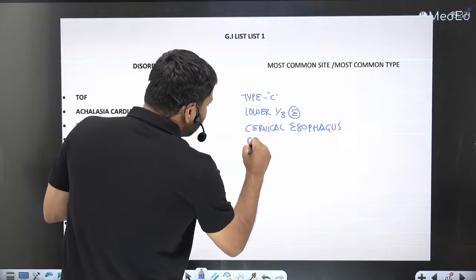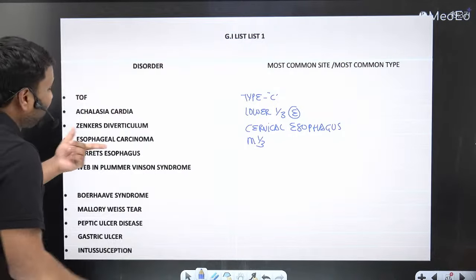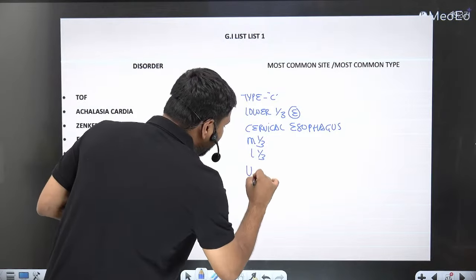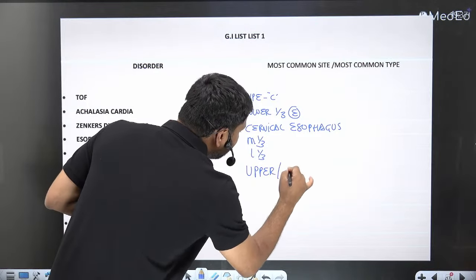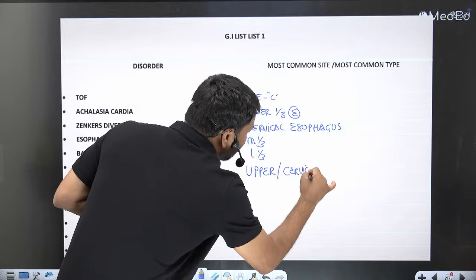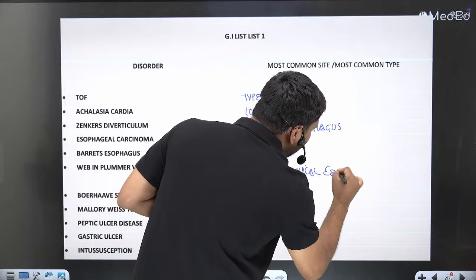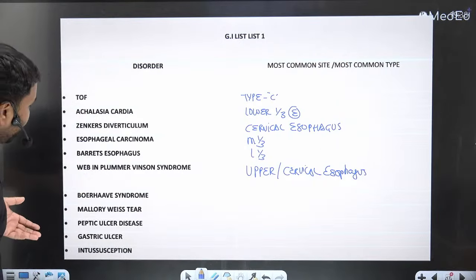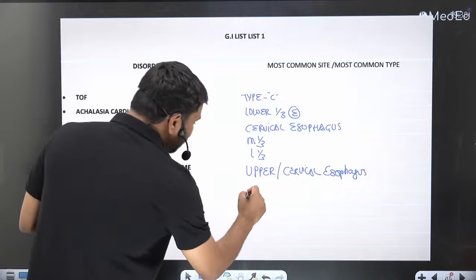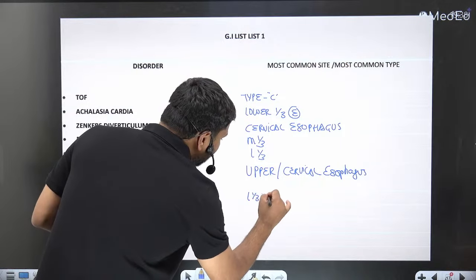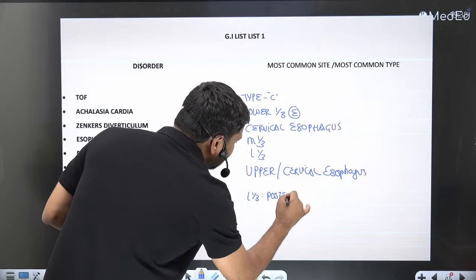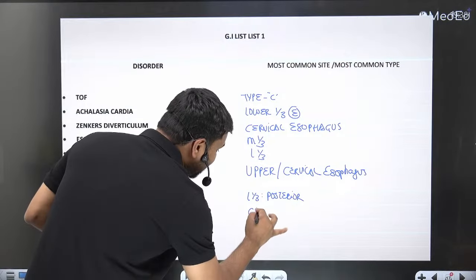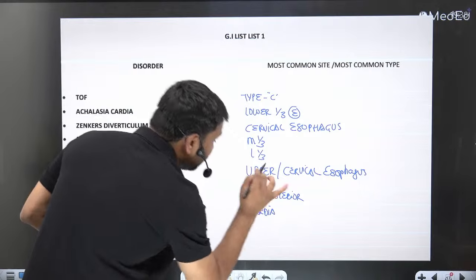Esophageal cancer is seen in the middle one-third of the esophagus. Barrett's esophagus is seen in the lower one-third. Web in Plummer-Vinson syndrome, it is seen in the upper or the cervical esophagus, right? Now you have Boerhaave syndrome. Boerhaave syndrome is on the lower one-third and that too on the posterior surface of the esophagus. Mallory-Weiss tear, the most common site for the tear, remember, it is cardia, not the GE junction.